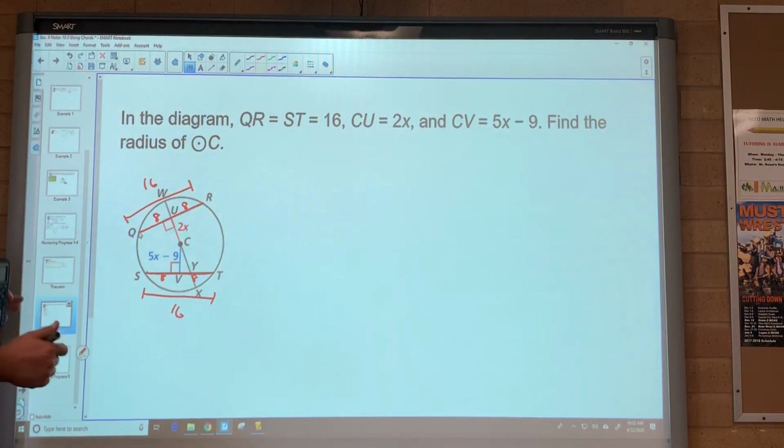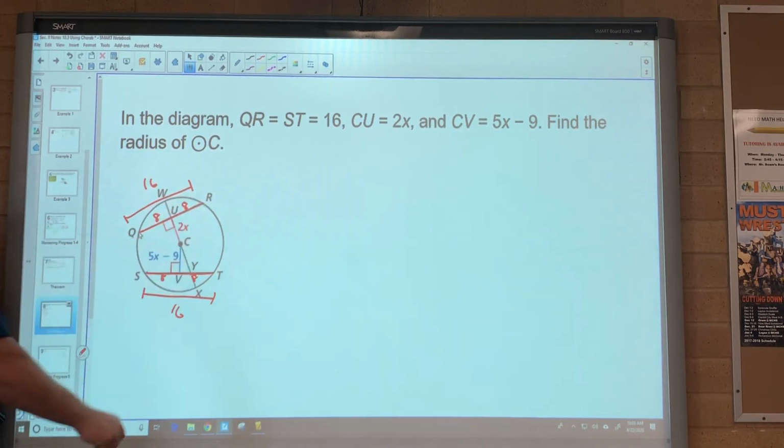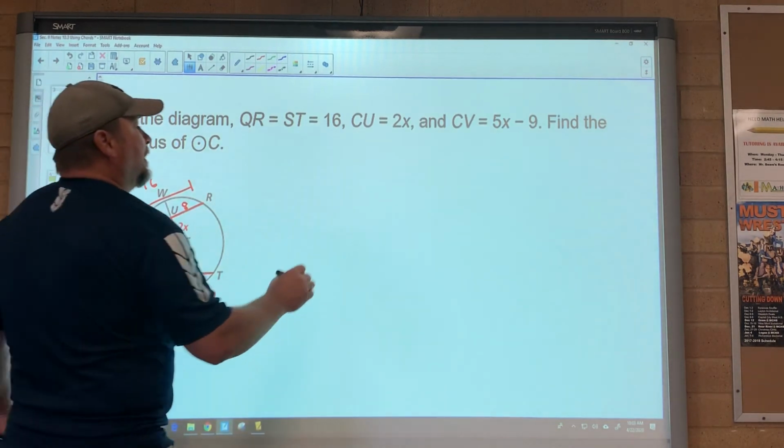Now watch, finding x is not going to find us the radius, but it is going to help us find out what x is. Once we have x, we can draw a radius. I'll show you what I mean by that, okay?